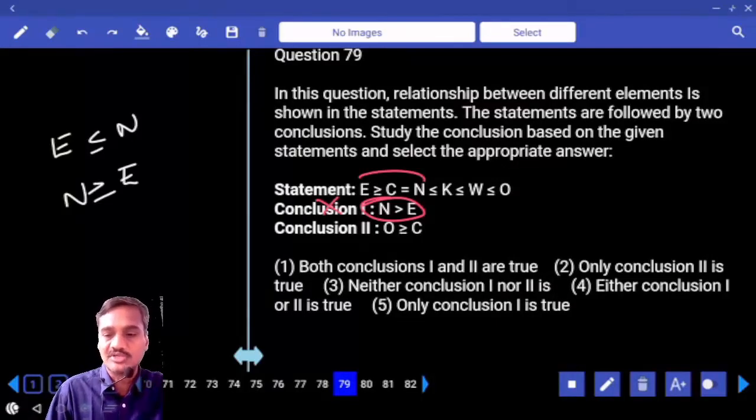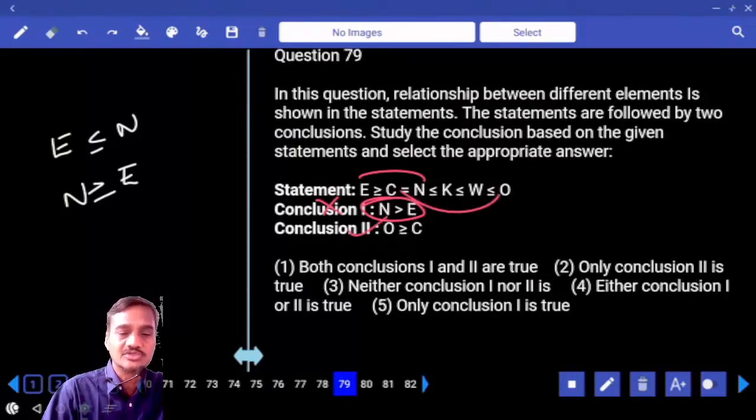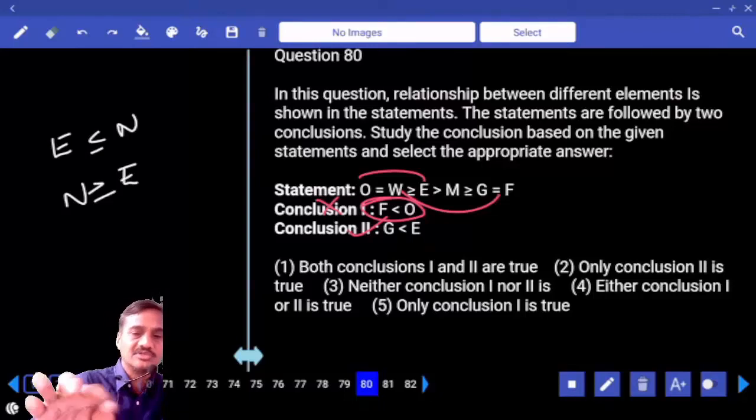And next one, the relation between C and O. Now, C lesser than or equals to O is nothing but O greater than or equals to C. And so, what is your answer? Only two follows. Only two, that is choice 2, question number 79.